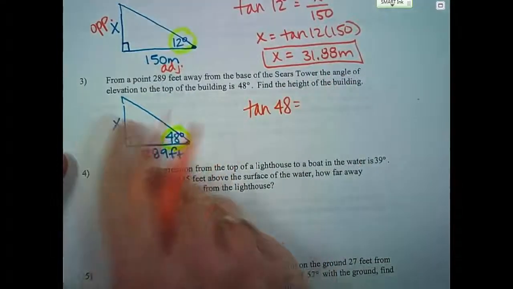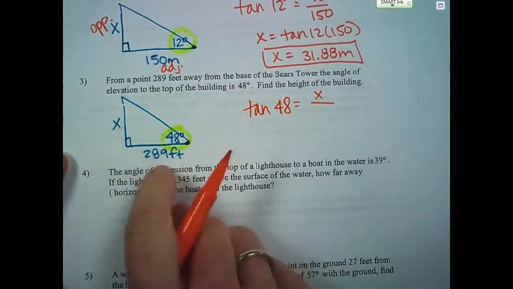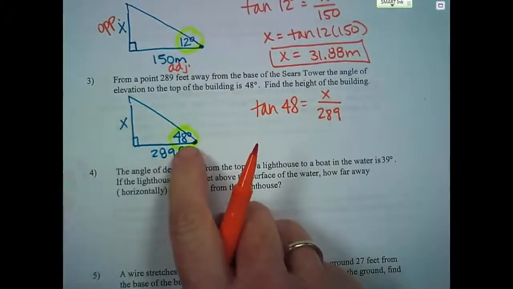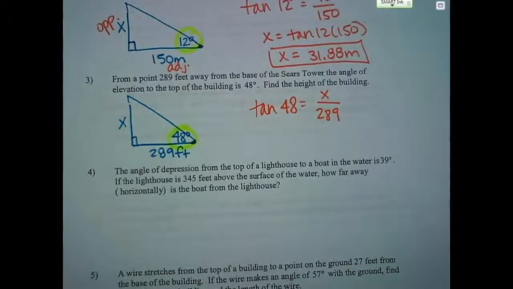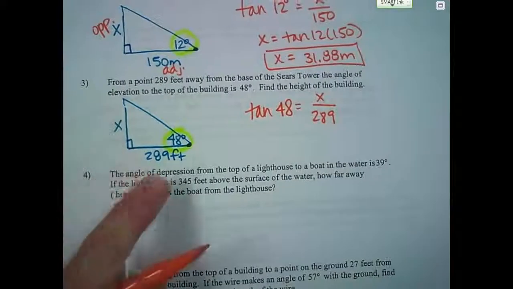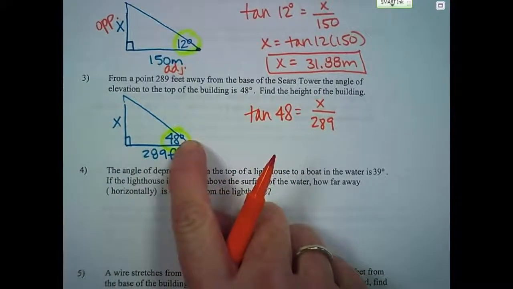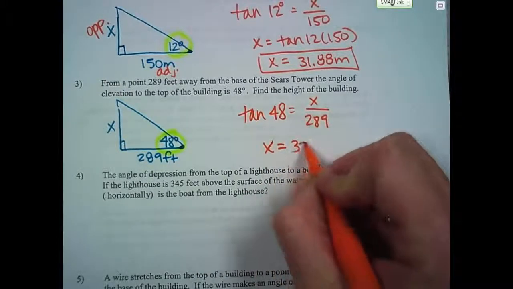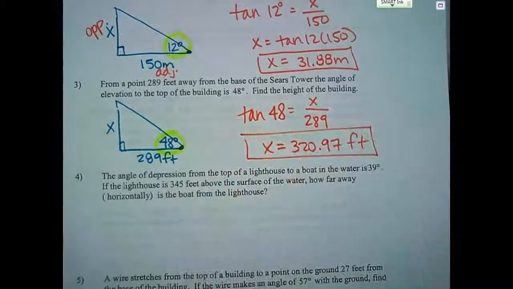The opposite of this angle is x, and the adjacent to this angle is 289. You always use opposite and adjacent in reference to the given angle. What's opposite and adjacent is dependent on what angle you use. This side isn't always opposite. This side isn't always adjacent. It's just opposite and adjacent to 48. Okay? So then x ends up being 320.97 feet. The amount of work shown I have right here is what you need.